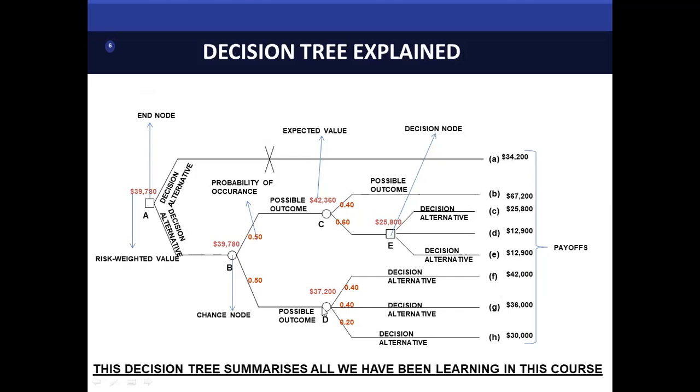Okay, now this risk weighted value at chance node D is arrived at by using payoff F. Payoff F is the total revenue minus total cost, which gives us this value, 42,000 USD. Now, the chance node D risk weighted value, which is 37,200 USD, is arrived at by doing 42,000 USD multiplied by 0.4 plus 36,000 USD multiplied by 0.4 plus 30,000 USD multiplied by 0.2. When you sum the computation of these three values, you have a risk-weighted value of 37,200 USD. That is how this value here is being arrived at.